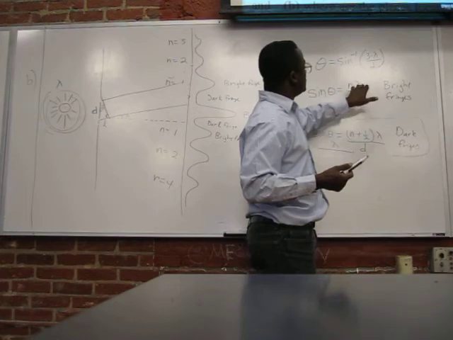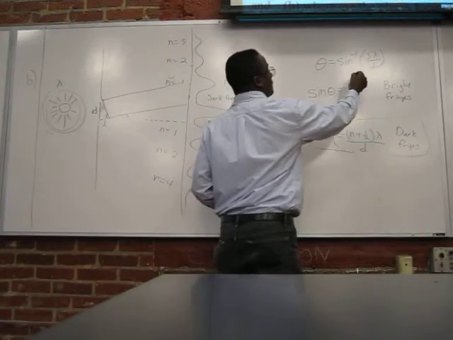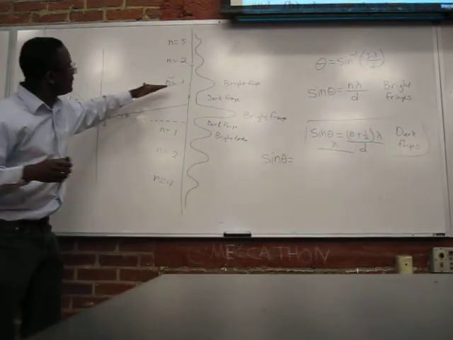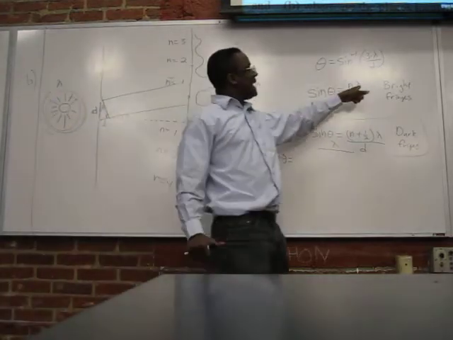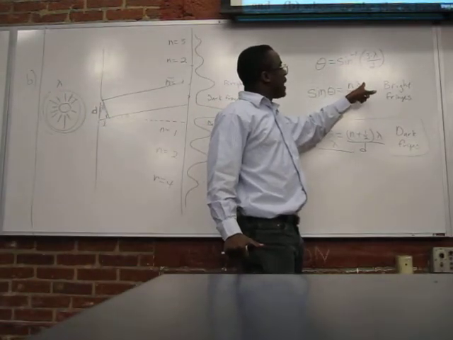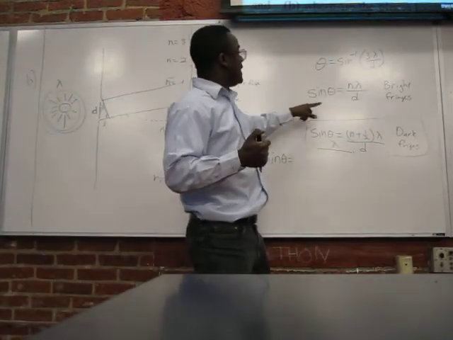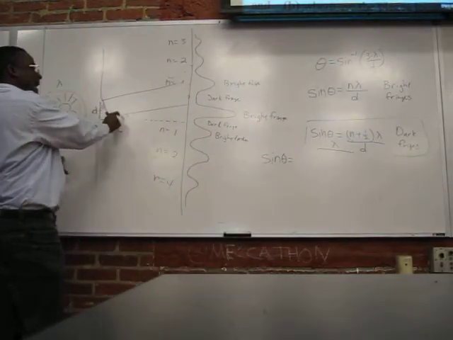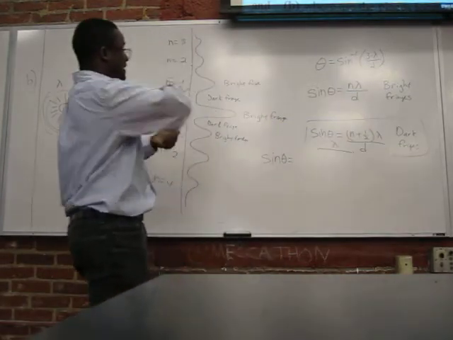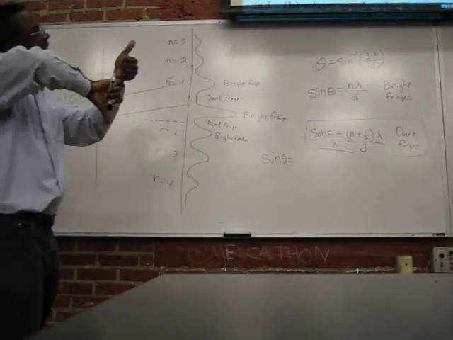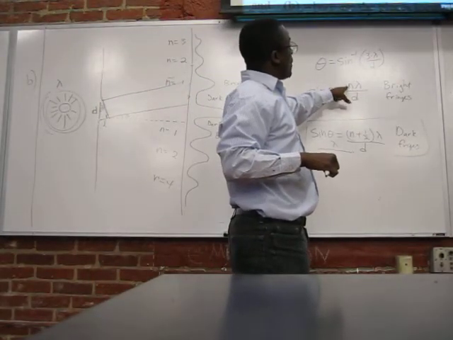divisible by lambda. Or in other words, when this ray of light and this ray of light are out of phase by an integral number of wavelengths, by only whole wavelengths, then you're going to have constructive interference. So that's why you get this equation. If this one lags behind the other one by a half wavelength, then you're going to have destructive interference. So that's another description of what N stands for, or M.